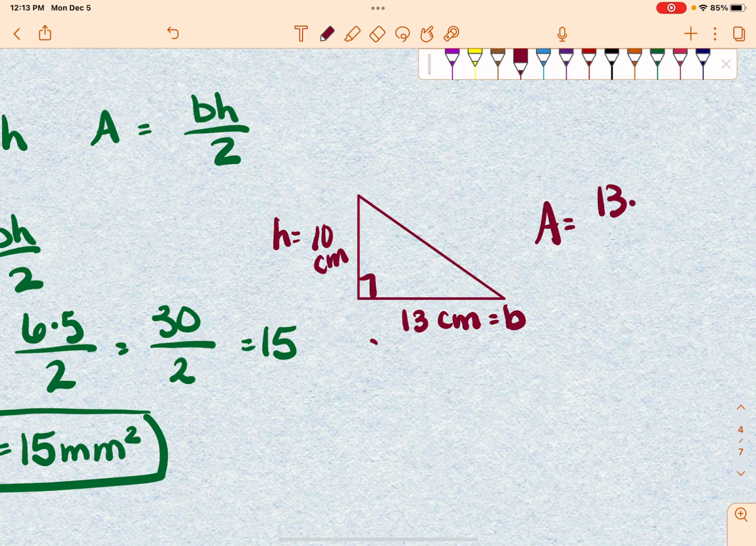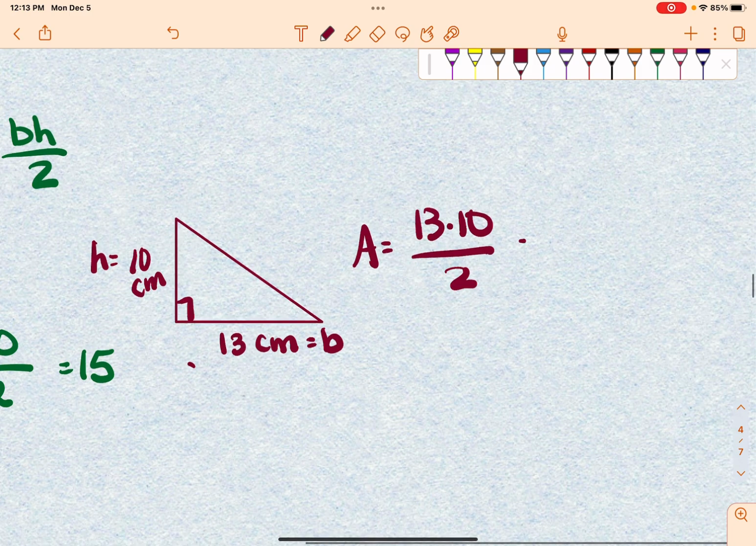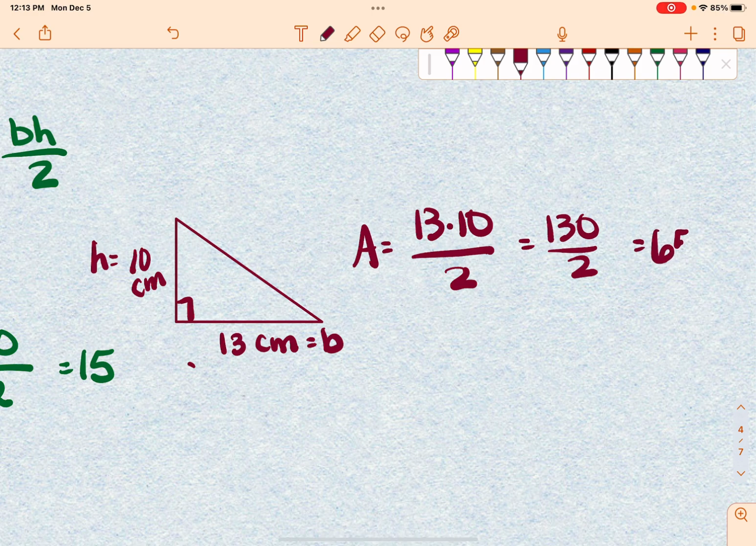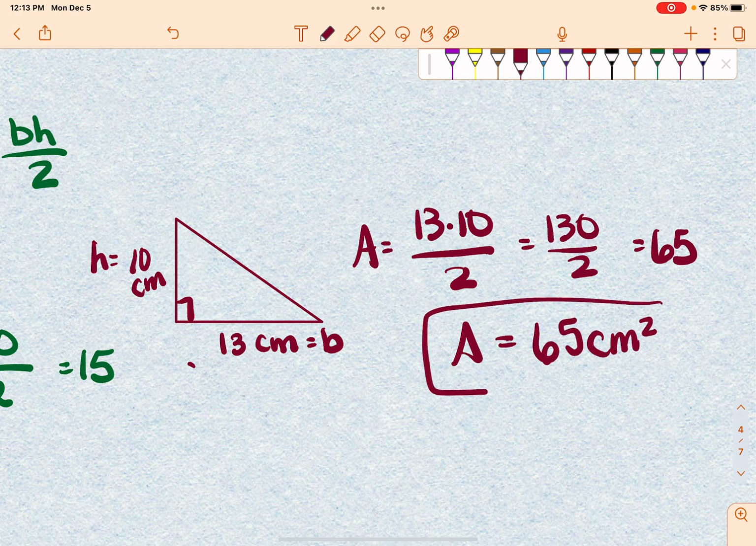So 13 times 10 divided by 2. 13 times 10 is 130. If I take 130 and divide it by 2, that's going to be 65. So my area is going to be 65 centimeters squared.